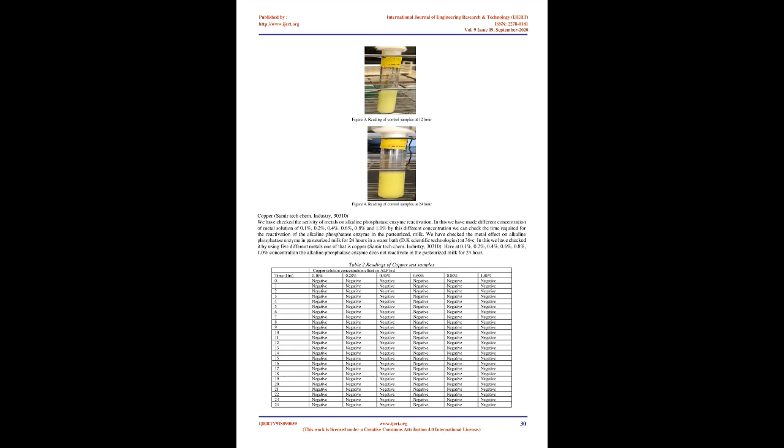Figure 5. Reading of copper test samples at 0 hour. Figure 6. Reading of copper test samples at 8 hour. Figure 7. Reading of copper test samples at 16 hour. Figure 8. Reading of copper test samples at 24 hour.